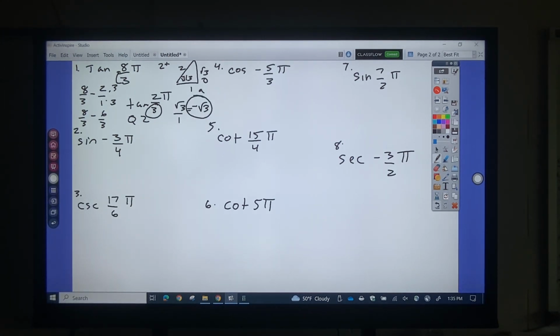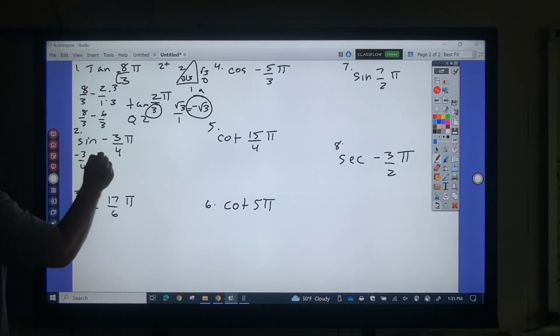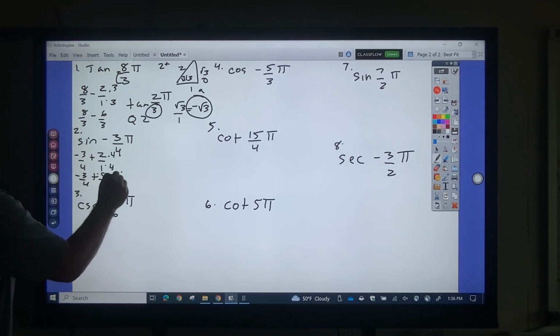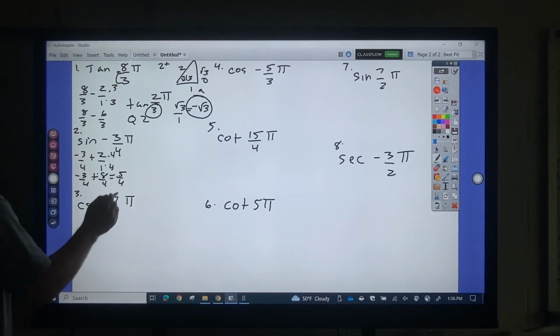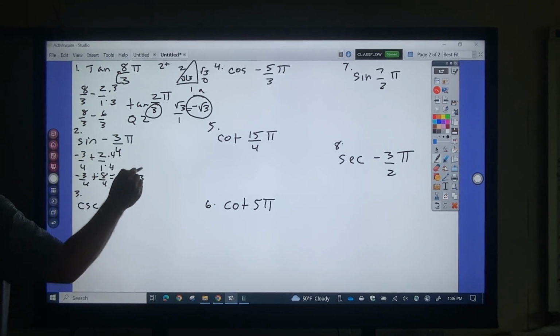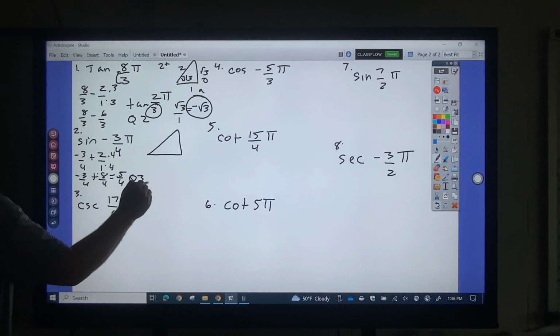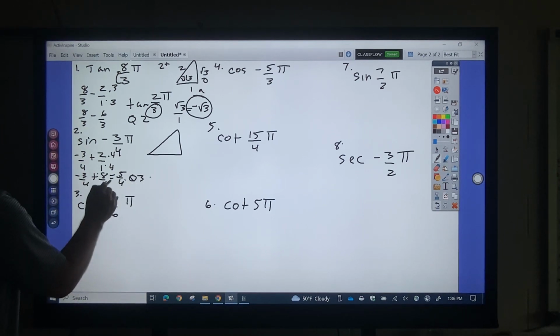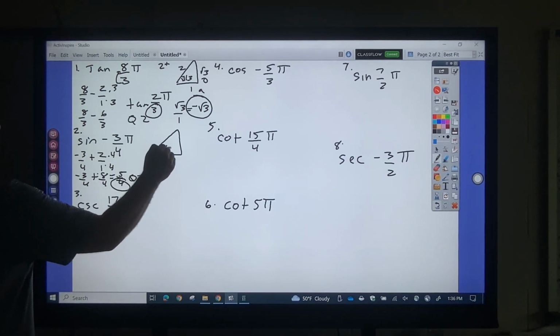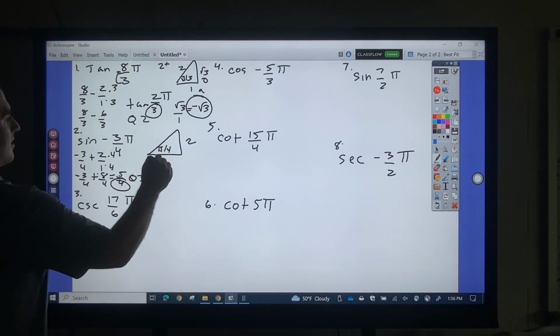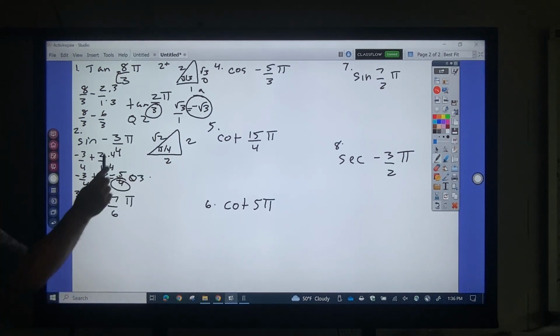The negative ones, I'm going to have to add 2 pi. So that's going to be negative 6 over 4 plus 8 over 4 would be 5 over 4. So that's going to be quad 3, 5 over 4. The reference angle is the pi over 4 triangle. Remember the radians, it's much easier.